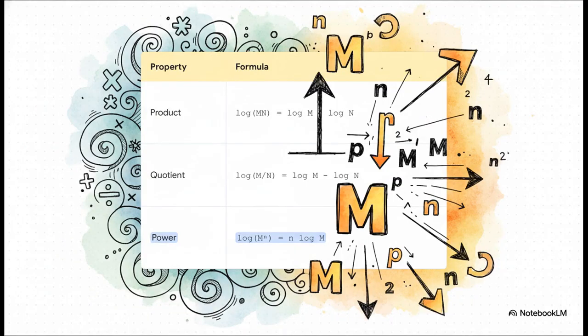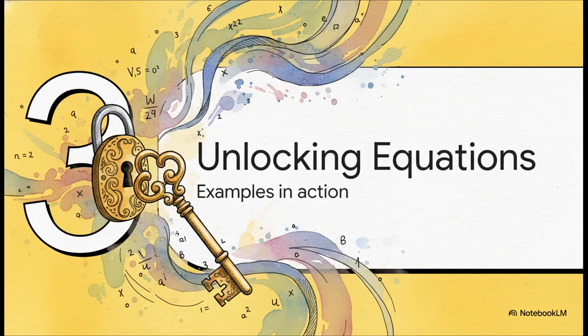Now, just to put it in context, you've probably seen the other 2 log properties, product and quotient. And they're great for handling multiplication and division inside a log. But the power property, it's special. It's the only one that lets us mess with exponents directly, turning them into something we can actually work with.